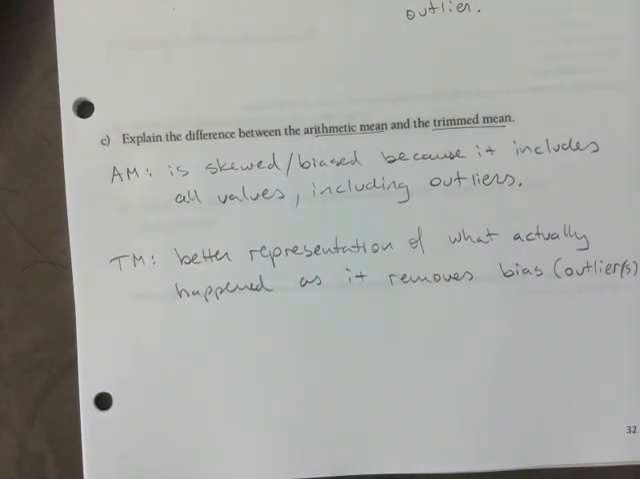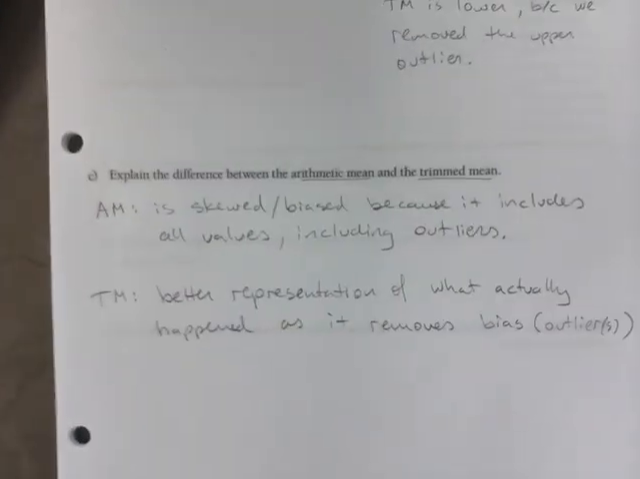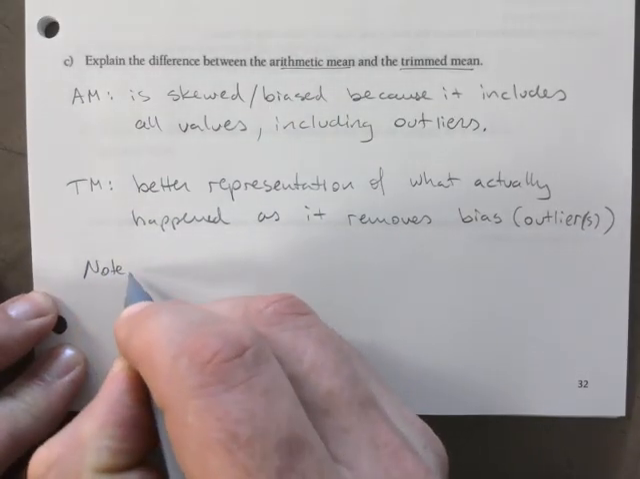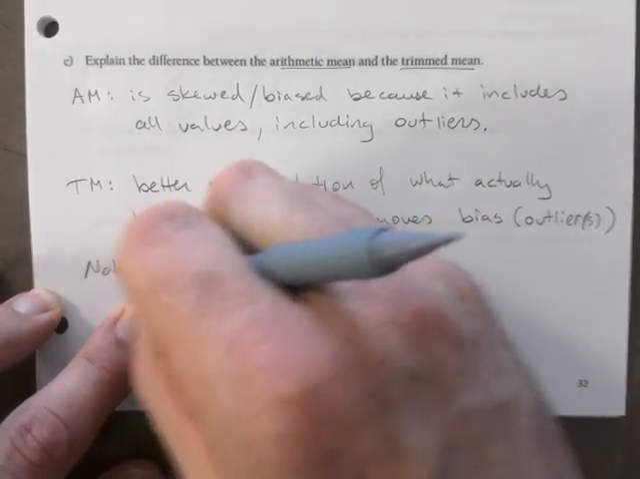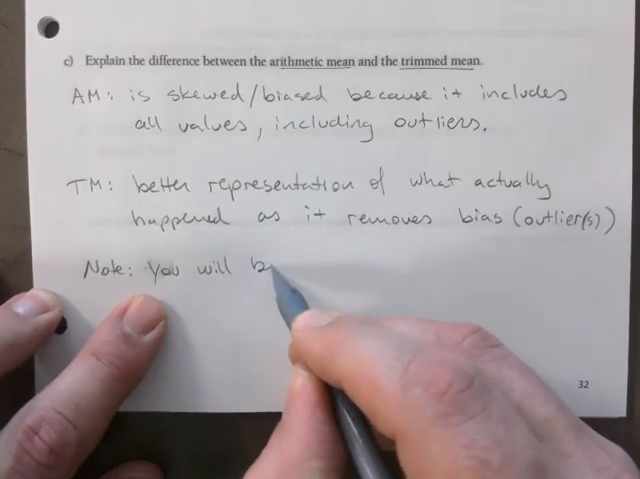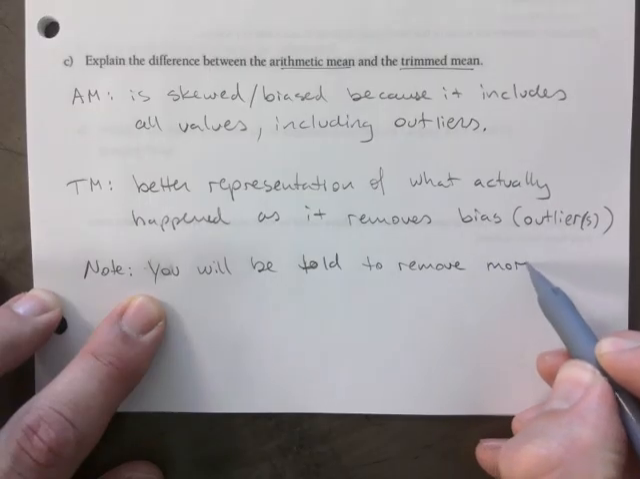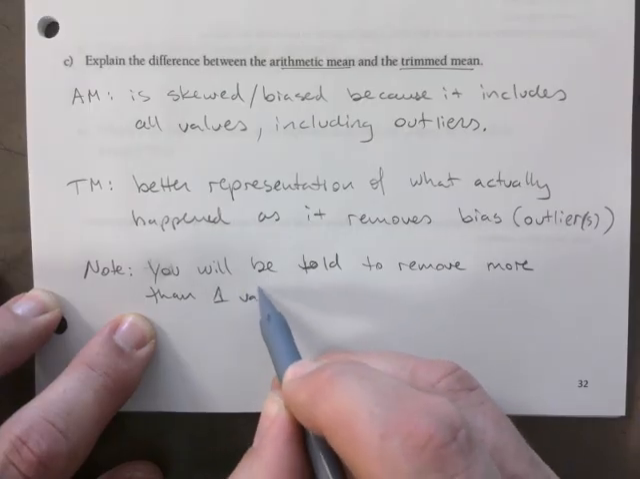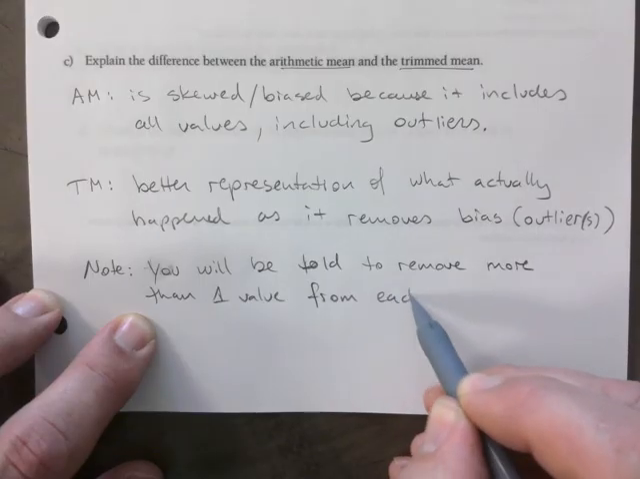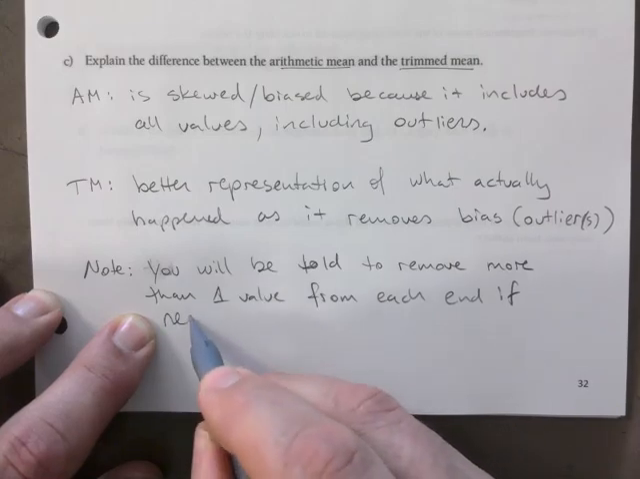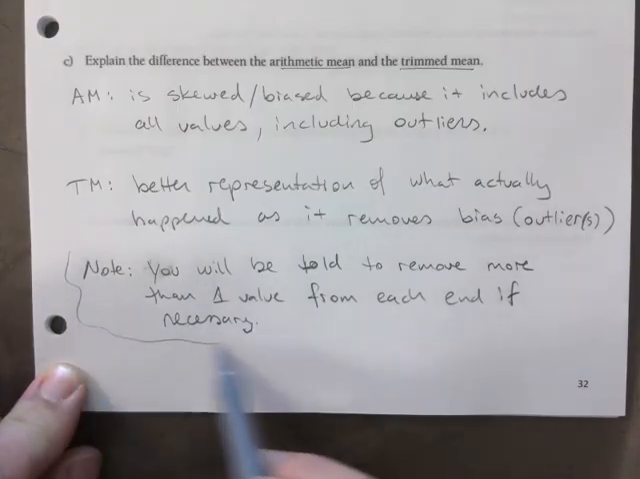Okay, and I emailed the province 2 days ago asking about this. They will always tell you how many to remove in general. If it's more than one that you need to remove from either end, they will tell you. Because I was always a bit worried about that. So I will just do it right here on page 32, because otherwise I will run out of space. Note: you will be told to remove more than one value from each end if necessary. That's a doctor's note right there, eh? Can't read that, Mr. Erickson.